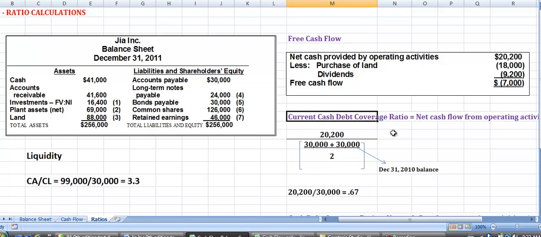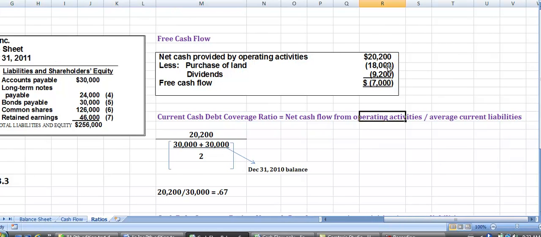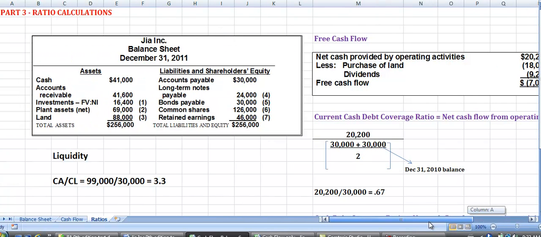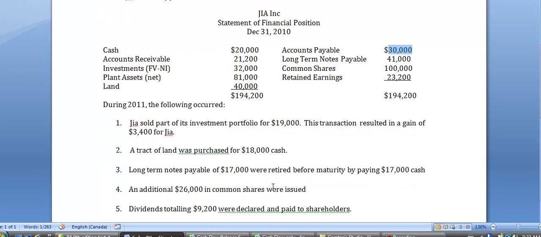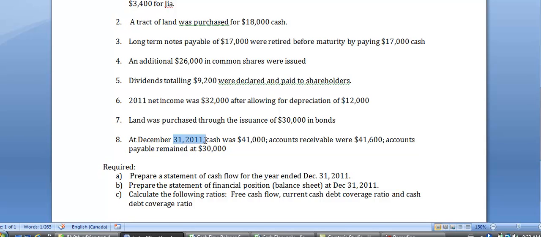If we look at some of the other solvency ratios, there is the current cash debt coverage ratio. You remember the formula for that is your net cash flow from operating activities, which we already know is $20,200, divided by your average current liabilities. Our average current liabilities would be our current liabilities at the end of 2010 plus the current liabilities at the end of 2011, divided by 2. That's how you get an average for the period. The question told us that at the end of 2010 we had current liabilities of $30,000, and that at the end of 2011 the accounts payable remained the same at $30,000.